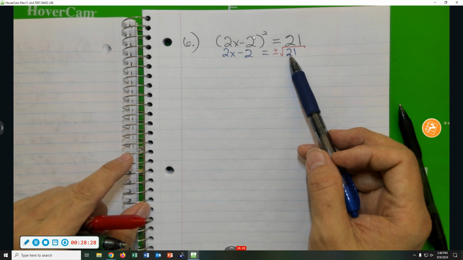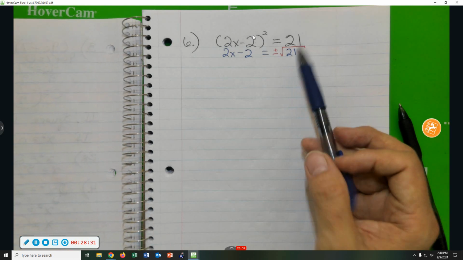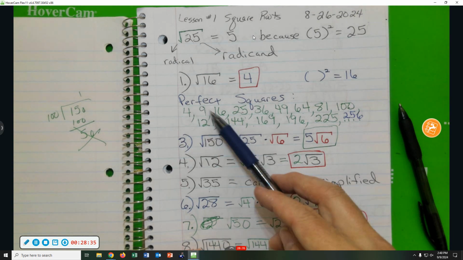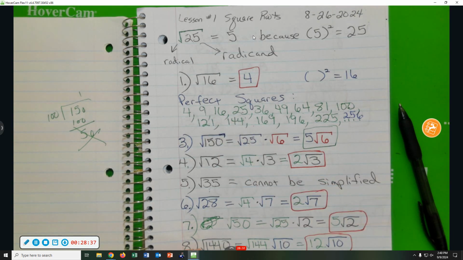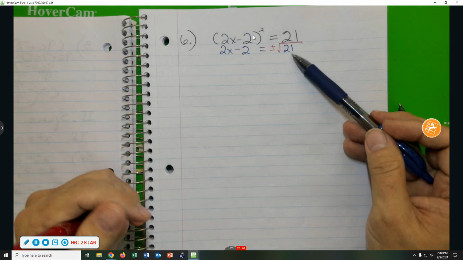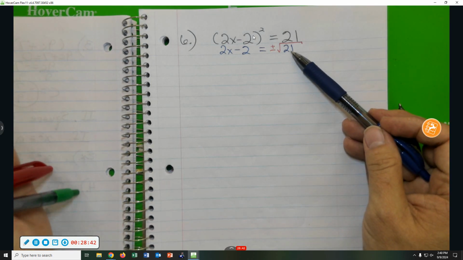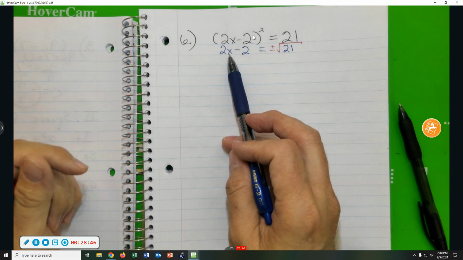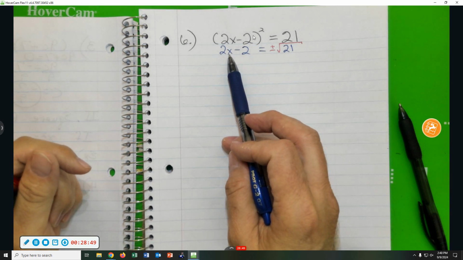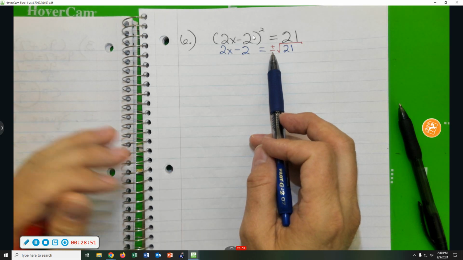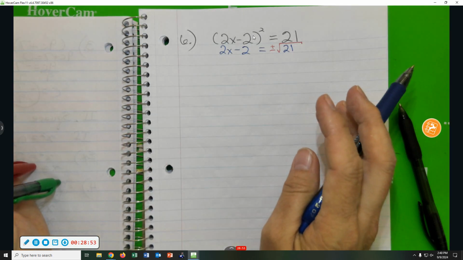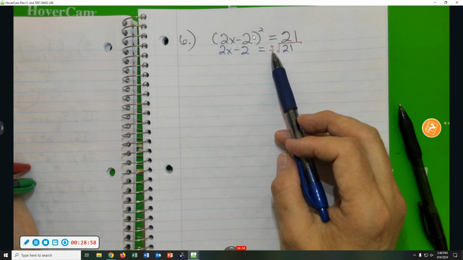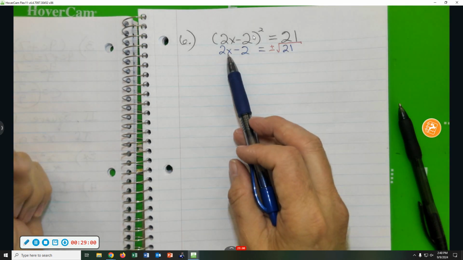Can we reduce the square root of 21? Is there a perfect square that divides evenly into 21? 4, 9, 16? No? So this is nice. The square root of 21 is just going to stay the square root of 21. We need to get the x by itself, though. So we're going to treat that plus minus as if it were just a plain old operation, addition, subtraction. We're going to treat it as if it's just a single operation. We need x by itself.